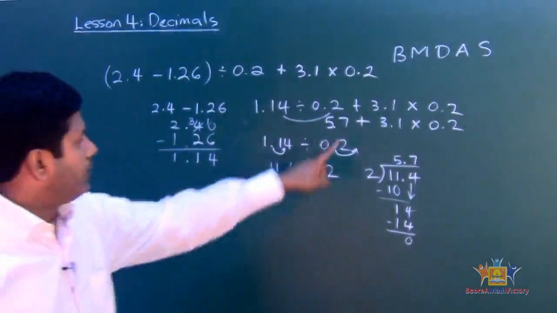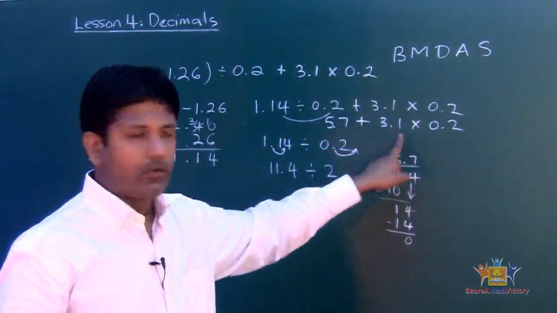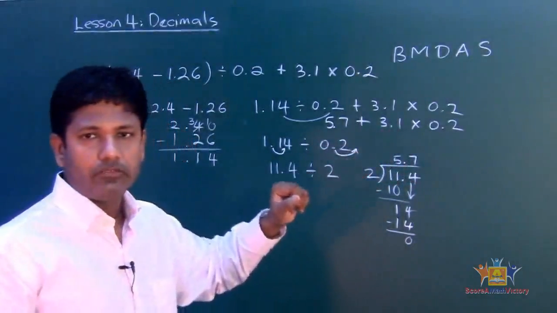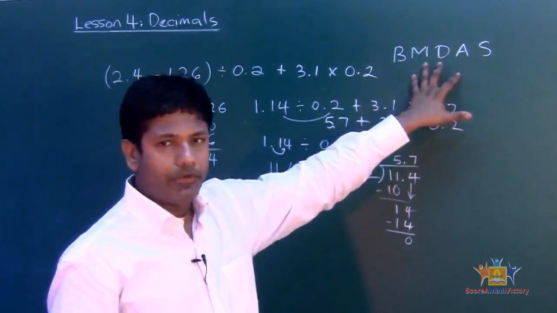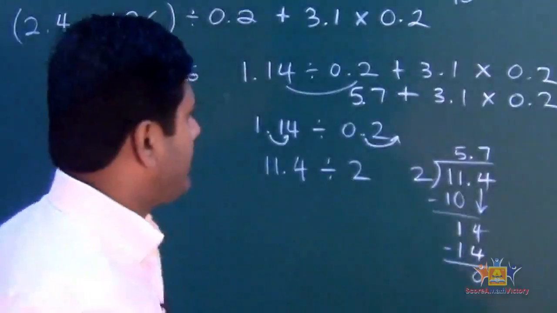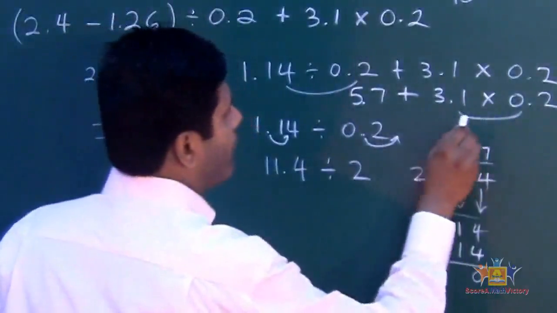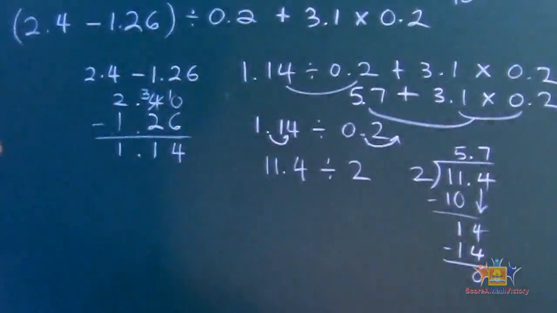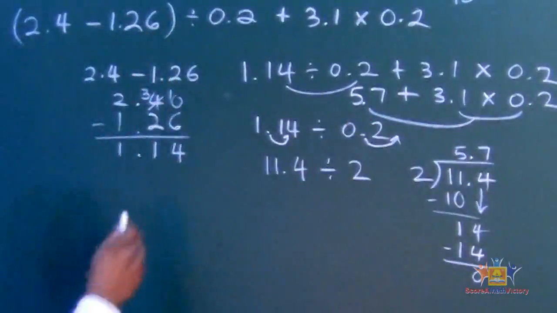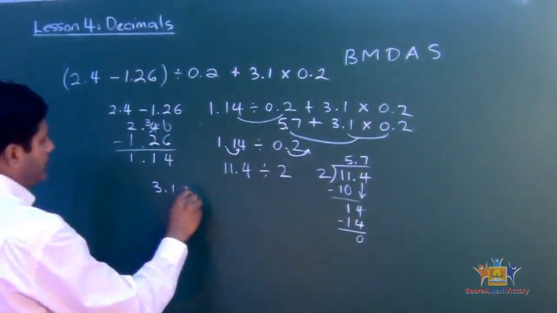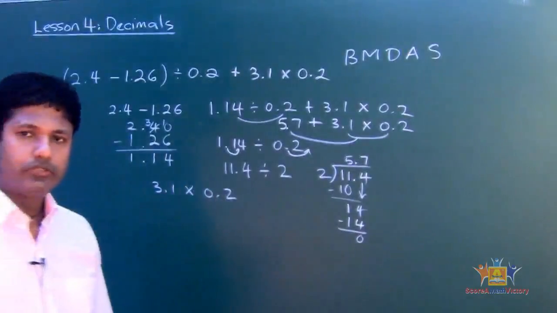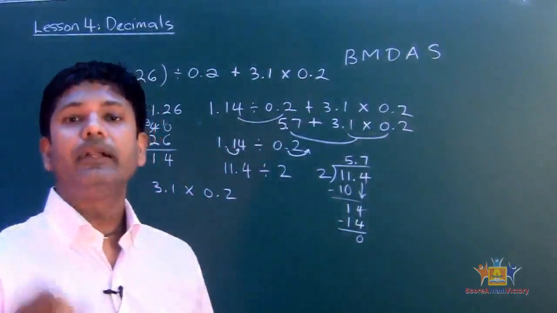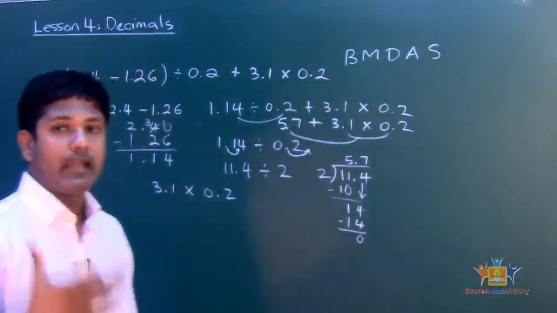Now look at that. We got addition and multiplication. So who takes priority? Very good. Multiplication. That means I have to multiply first before I can add. See that? So let's do that. 3.1 times 0.2. So what approach are we going to use? Forget now, remember later. For multiplication, forget now, remember later.